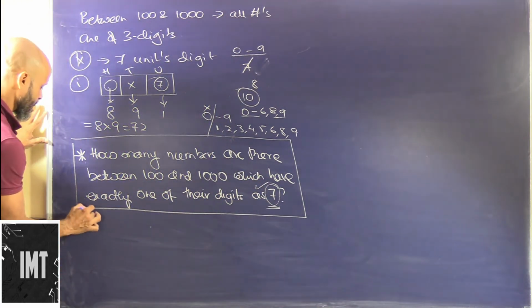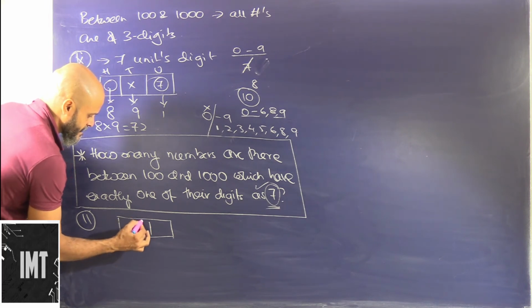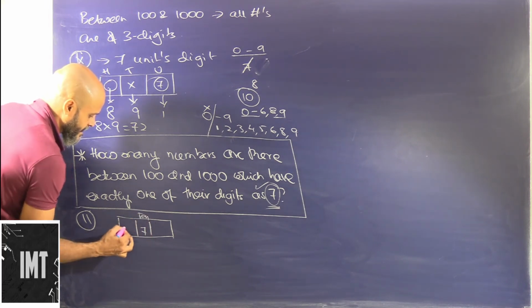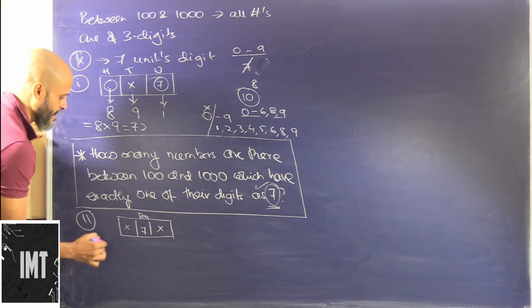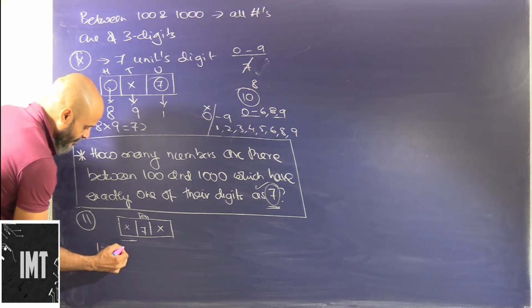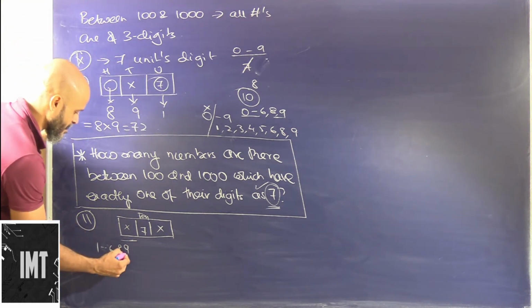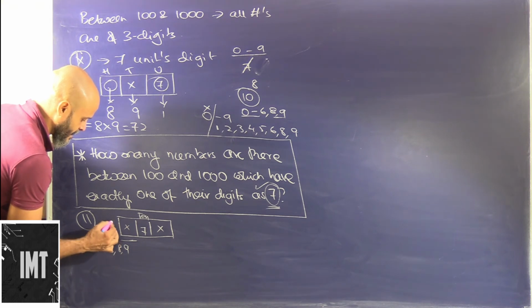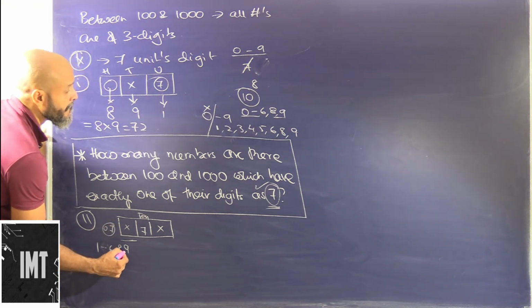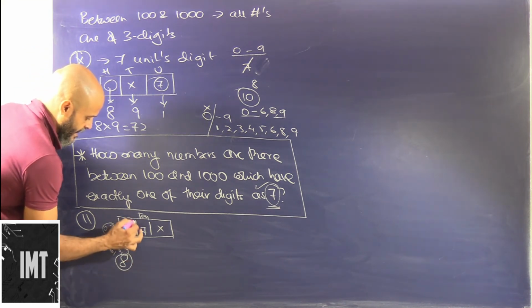Okay, so let's take case 2 when we have 7 in the tens place. So this is the tens place, 7 is here. Here we have any number, here we have any number. Obviously we cannot select 0 and 7 for the hundreds place, so we can select 1, 2, 3, 4, 5, 6, 8 and 9. This can be done in 8 different ways.